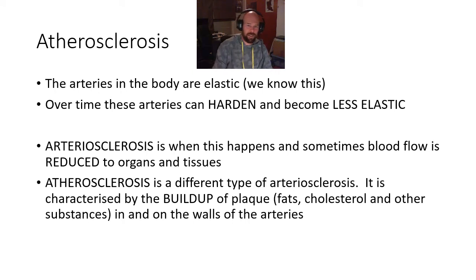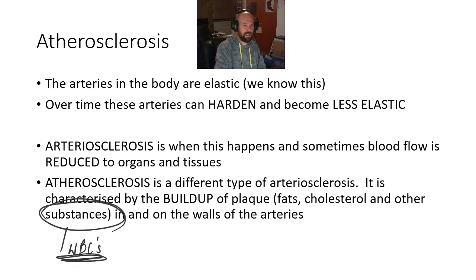Atherosclerosis is a different type of arteriosclerosis. It's characterized by the buildup of plaque. So kind of like the stuff that you get on your teeth, that furry feeling that you get on your teeth, except it's a bit different. It's the buildup of fats, cholesterol, and other substances. And in terms of other substances, we're talking about white blood cells within the walls of the arteries.